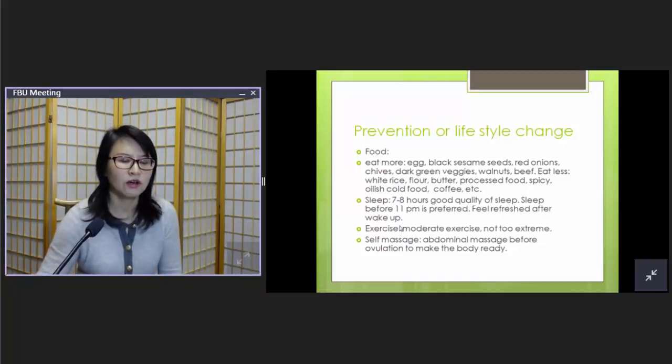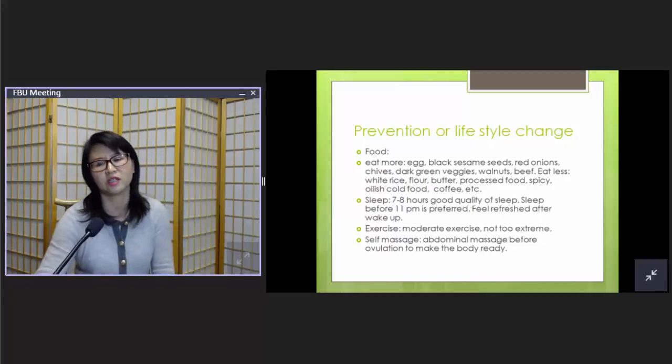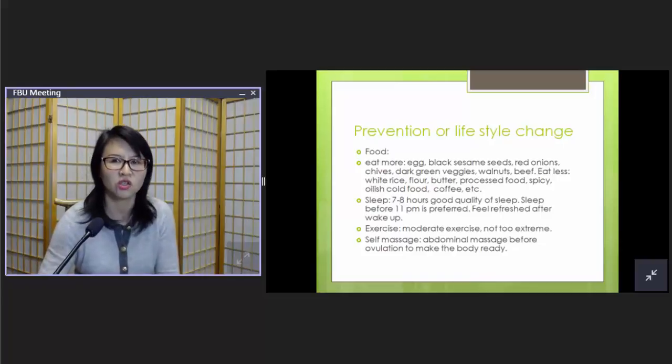And then, after sleep, exercise. You can do exercise. Here I put moderate exercise. Why? Because you cannot do too much. Too much is not good. Too much, in Chinese medicine, I used to have patients say, I run about 20 miles per week. And then this woman, it's hard to conceive.